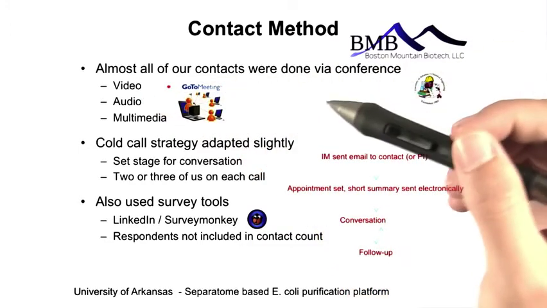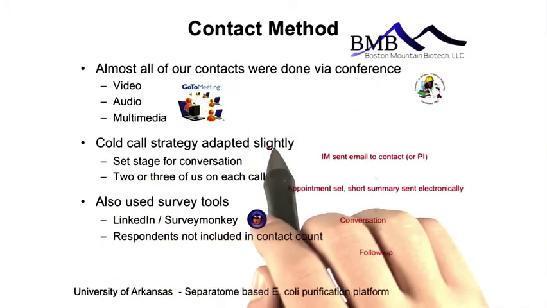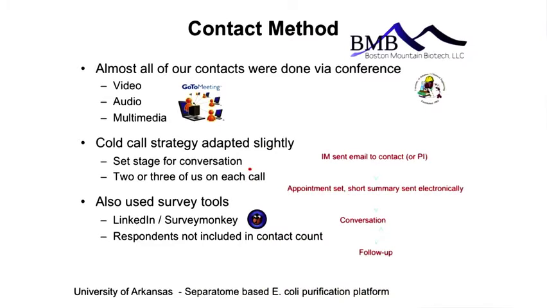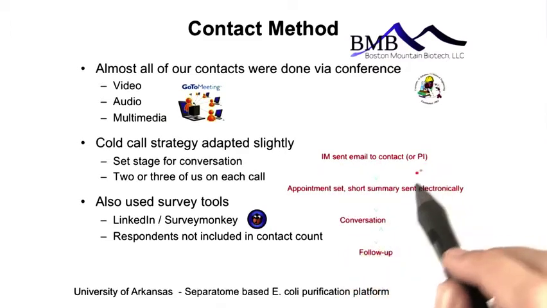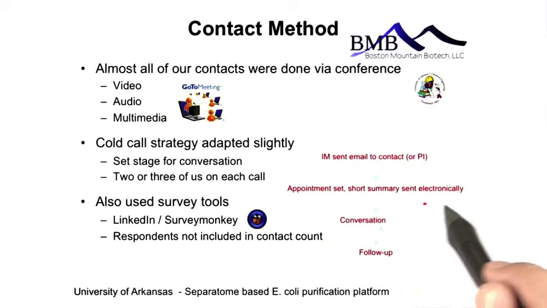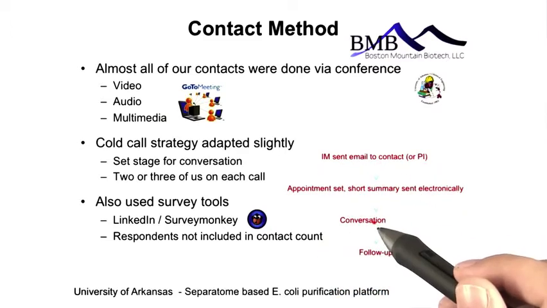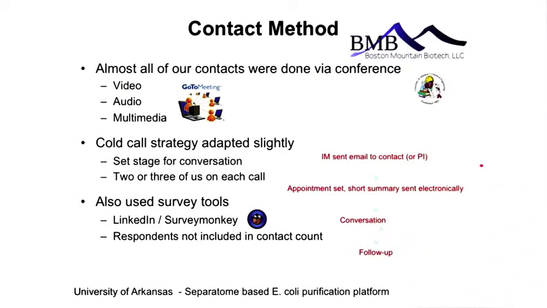And they started a cold calling strategy, which set a stage for a conversation. And they had 2 or 3 of their team on the call. So they would send a message to contact. They'd set an appointment. They'd send out a short summary electronically. They'd have a conversation and follow-up. And they also use survey tools. They used LinkedIn and SurveyMonkey. But when we were counting how many contacts they made, we didn't actually count them in their progress.